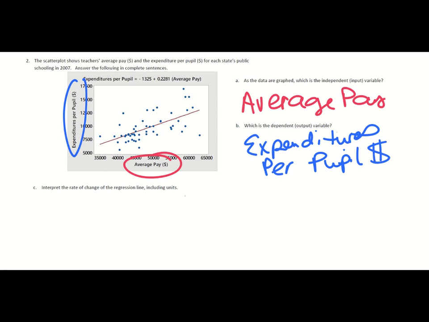Okay, it says interpret the rate of change in the regression line. So if you look up at the equation up above, my rate of change for that is this number right here. I'm going to round that to about 23 cents, because that's 0.2281. Okay, so this is my rate of change.